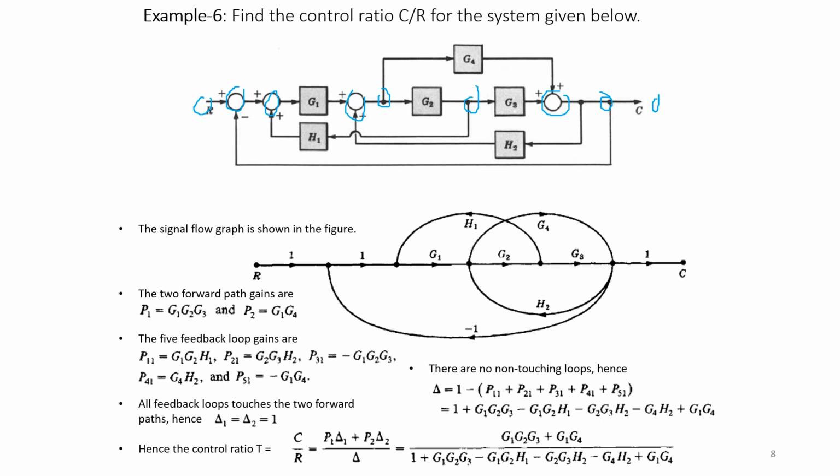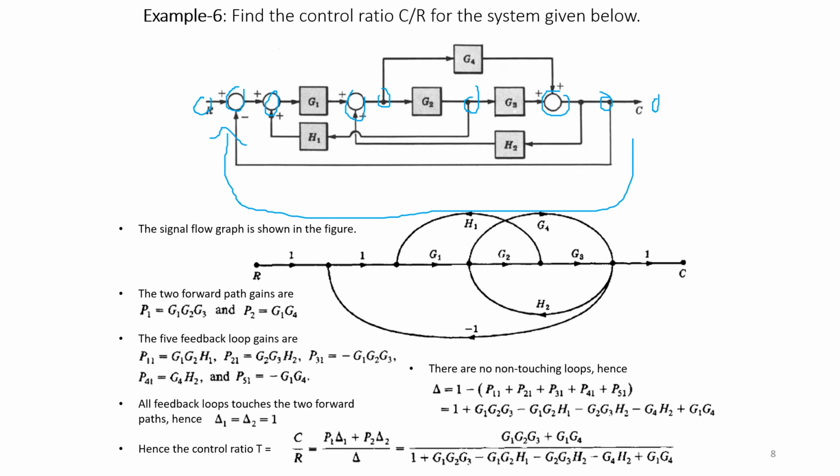So this is another signal flow graph that we have written. So it is G1, G2, H1 is one loop, G2, G3, G4 is one forward path, H2 feedback is taken to this node, and you have one feedback which is represented with a unity gain as -1.